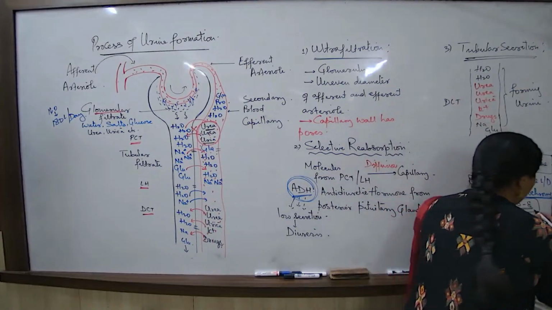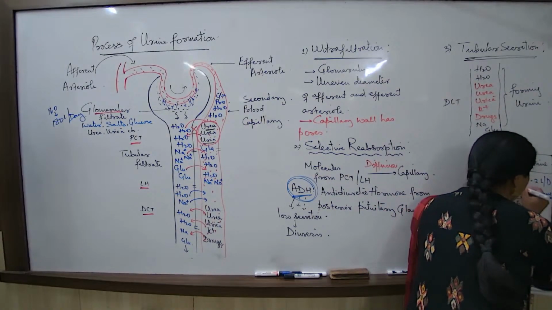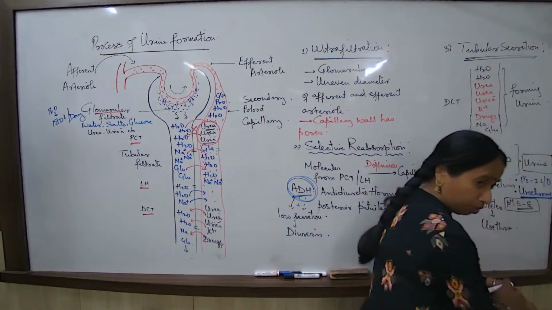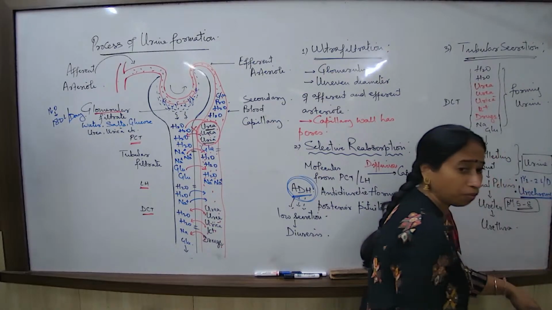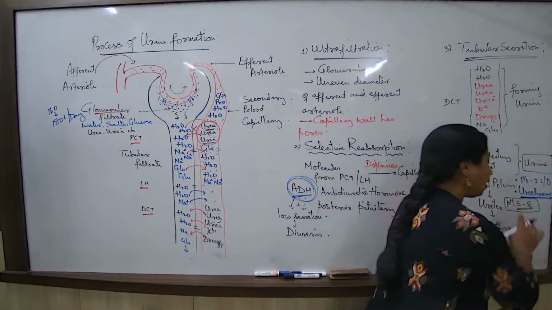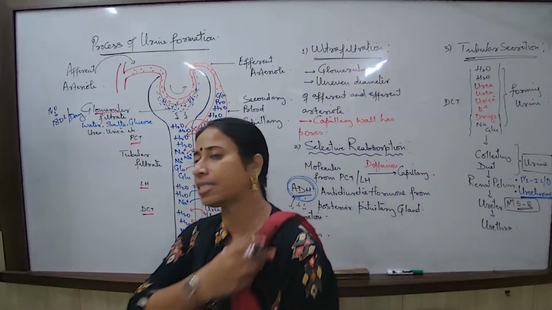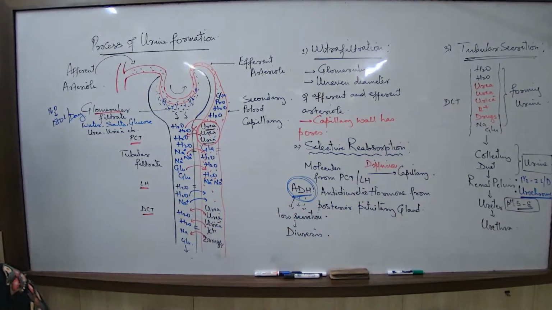Apart from that, these are some properties that you have to remember. How much urine normally, what is urochrome, what is it responsible for, and the pH, slightly you have to remember this. And the odor, the specific smell, is because of some ammonium salts which are there.